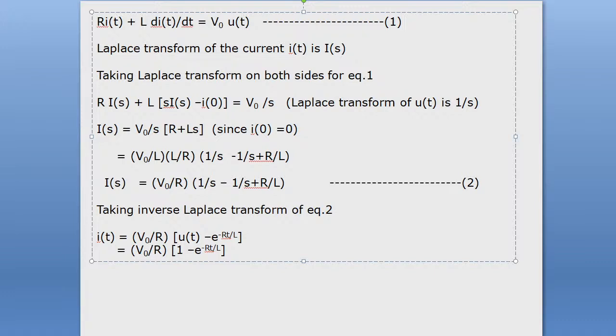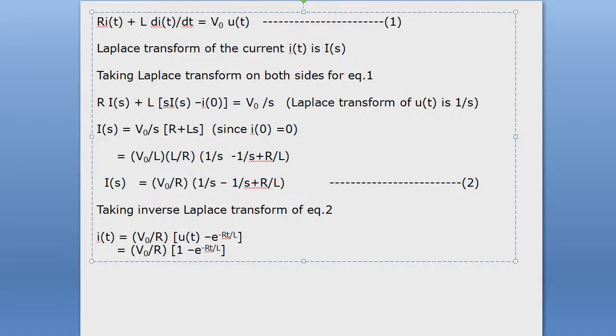And finally, you take the inverse Laplace transform of equation 2, because our objective is to calculate the response, I mean the time domain expression of current for the RL circuit. Therefore, I(t) equals V0 by R times (1 minus e to the power minus Rt by L). This is the same. We can calculate this using the time domain concept. We have derived these things in previous classes.